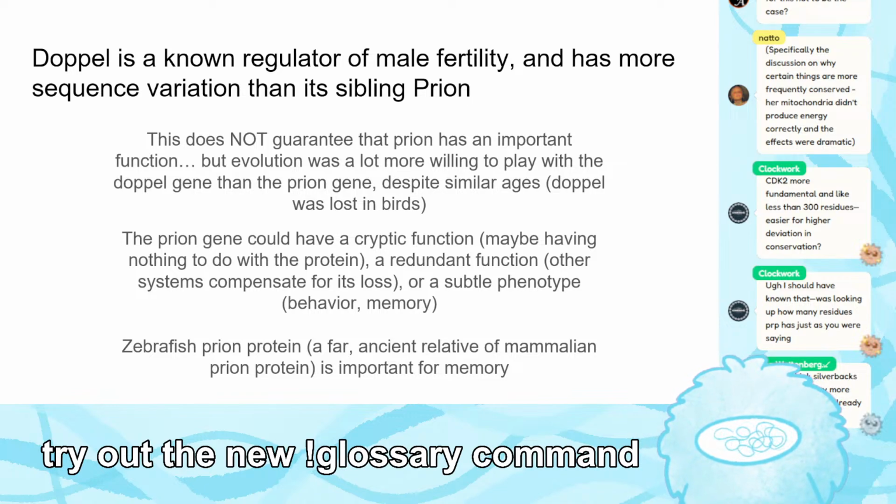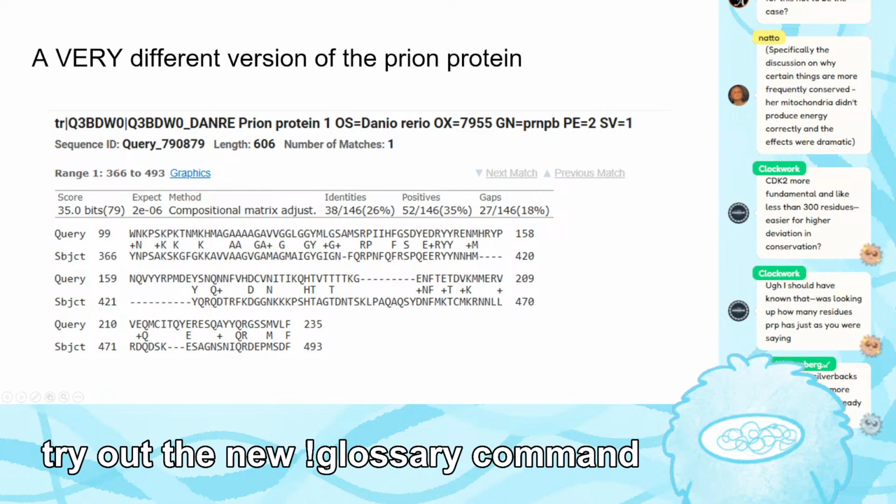And we also know that the zebrafish makes its own version of the prion protein. This is a far ancient relative of the mammalian prion protein, and we know that in zebrafish the prion protein is actually important for memory. So this is not exactly the same protein. In fact, these proteins are quite different.